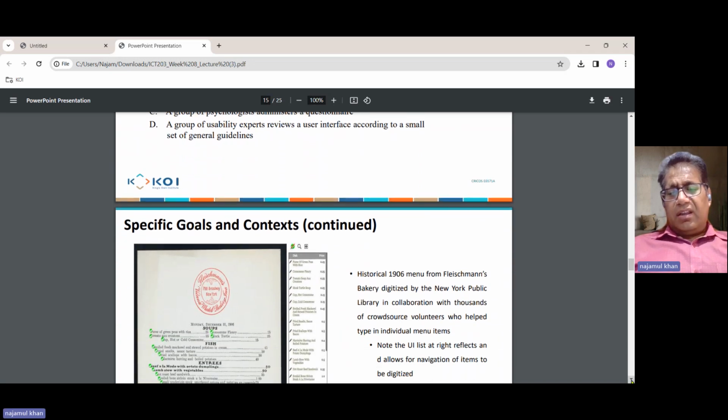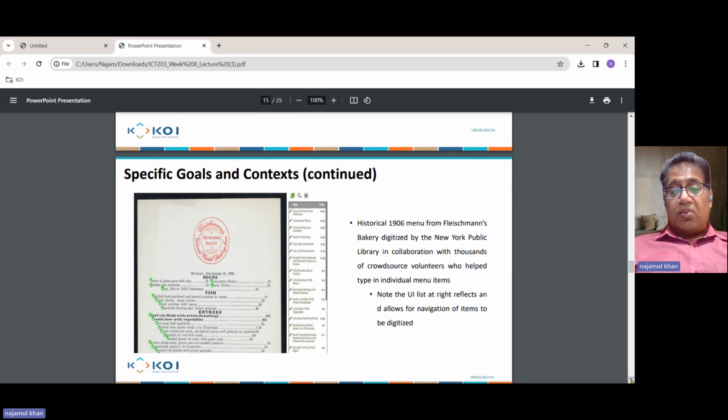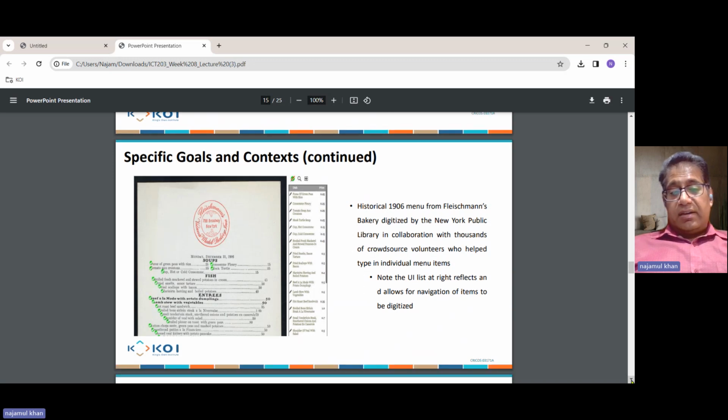Specific goals and contexts. Historical 1906 menu from Fleischmann's Bakery, digitized by the New York Public Library in collaboration with thousands of crowdsourced volunteers who help type in individual menu items. Note the user interface list at the right reflects and allows for navigation of items to be digitized. Imagine a 1906 menu, more than 100 years old, from one of the bakeries in New York City. Now it's being redesigned, being recreated.